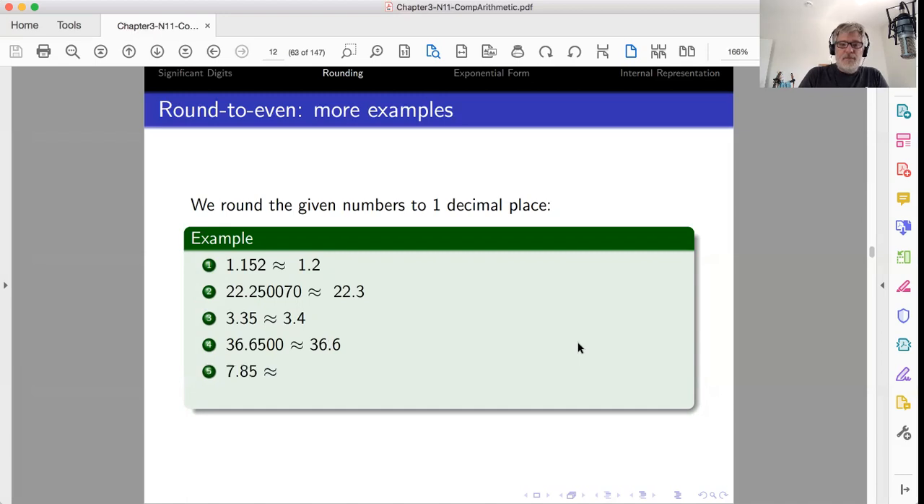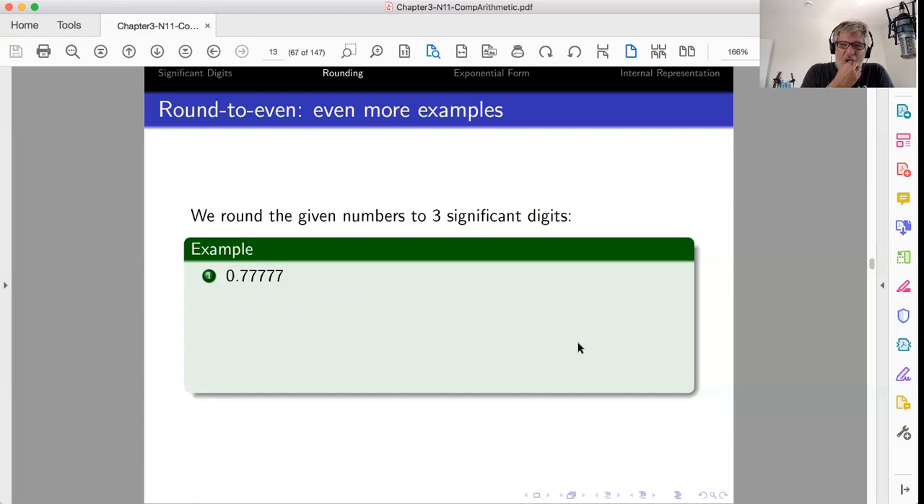Okay. 7.85, test digit is 5. Nothing after. So I look at 8, it's even, stays the same, 7.8. 9.9500, test digit is 5. Nothing but zeros after. So I round to even. So I look at the digit, it's 9, have to go up. I add 1 to 9.9, I'm going to get 10.0. Okay, so the last 4 examples illustrate this special rule, okay, that might be new.